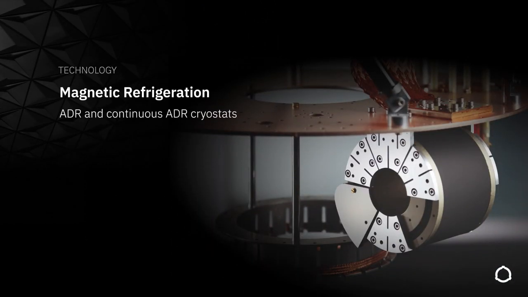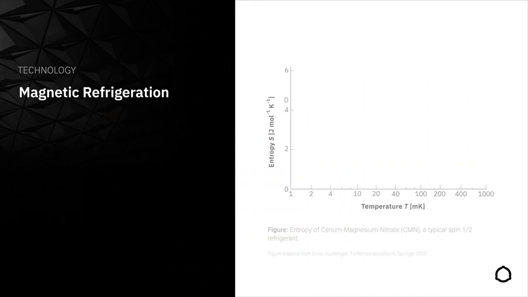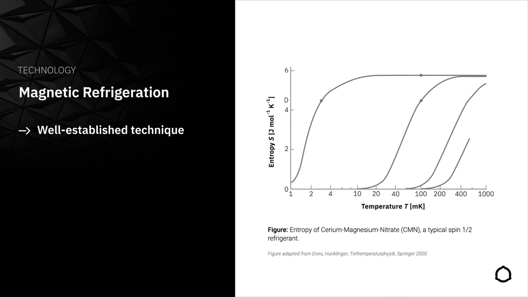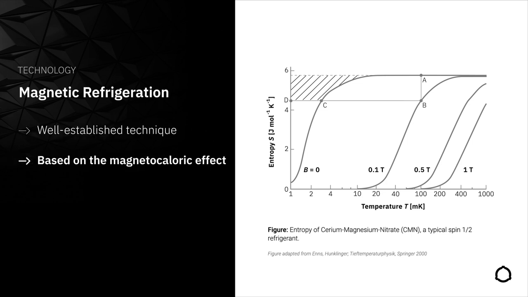Now, let me start the technical section by briefly introducing magnetic refrigeration, the cooling technique our products are based on. Magnetic refrigeration is a well-established technique that was proposed and implemented back in the 1930s. It can be used to generate sub-Kelvin temperatures by exploiting the magnetic field dependence of the entropy of a spin system. This is illustrated in the graph on the right, which shows the entropy of cerium magnesium nitrate, a typical spin 1/2 refrigerant, as a function of temperature and magnetic field.